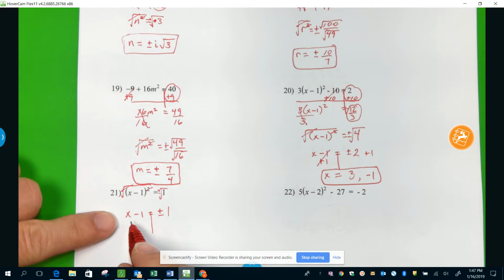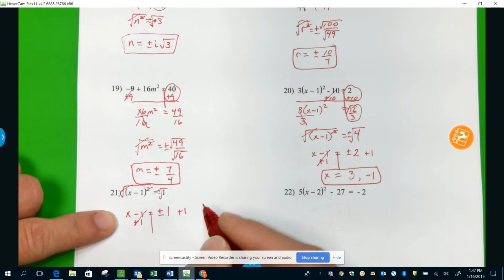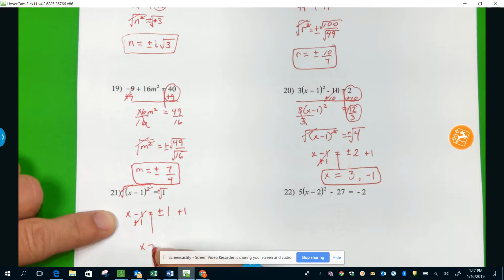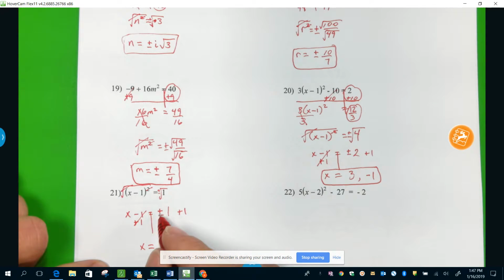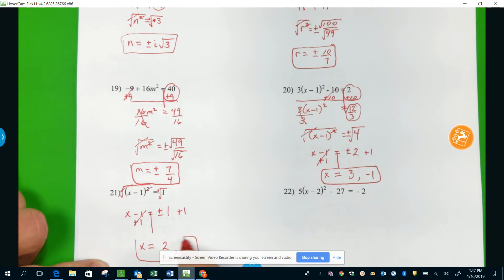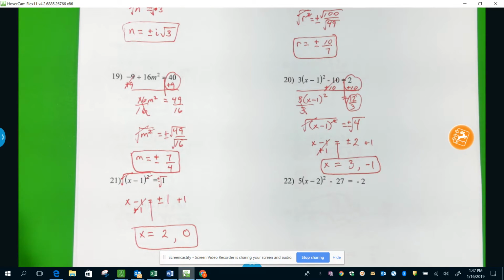Now, to solve for x, I need to add the 1 here to get rid of it, so we'll add that 1 on the right side as well. So x equals, again, we're going to get 2 solutions. The first time we're going to use a positive 1 plus 1, and positive 1 plus 1 gives me 2. The second solution, we're going to use −1 plus 1, and −1 plus 1 gives me 0. So there are my 2 solutions for x there.